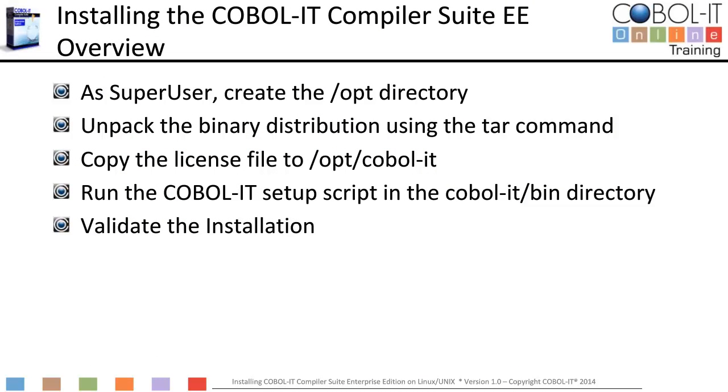This is an overview of the install procedures. The COBOL-IT Compiler Suite Enterprise Edition should be installed in the opt directory off of the root directory. We will unpack the binary distribution using the tar command. This will create a directory called COBOL-IT, and subdirectories. We will install the license file, and then run the COBOL-IT setup script. Finally, we will validate the installation. Let's begin.